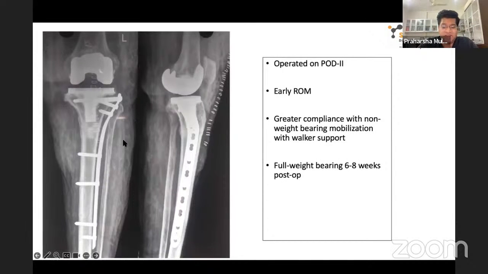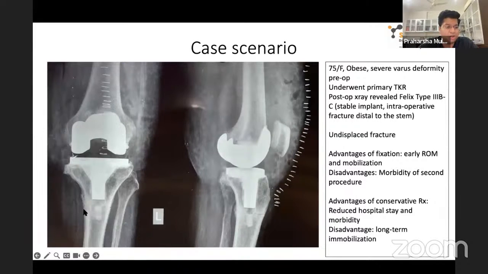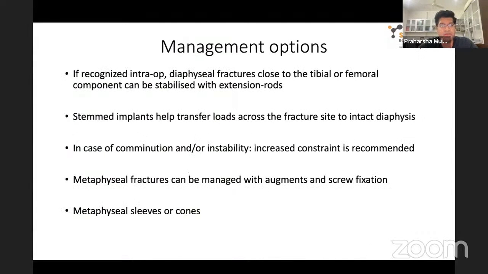Now, what would you have done if you had recognized this intraoperatively? Probably you would have put a stem which goes beyond this stress fracture site. And then you can probably use a relatively shorter plate so that you can bypass it. So you have an intramedullary fixation with the stem stability, and then you have an extramedullary or plate fixation for the same thing.